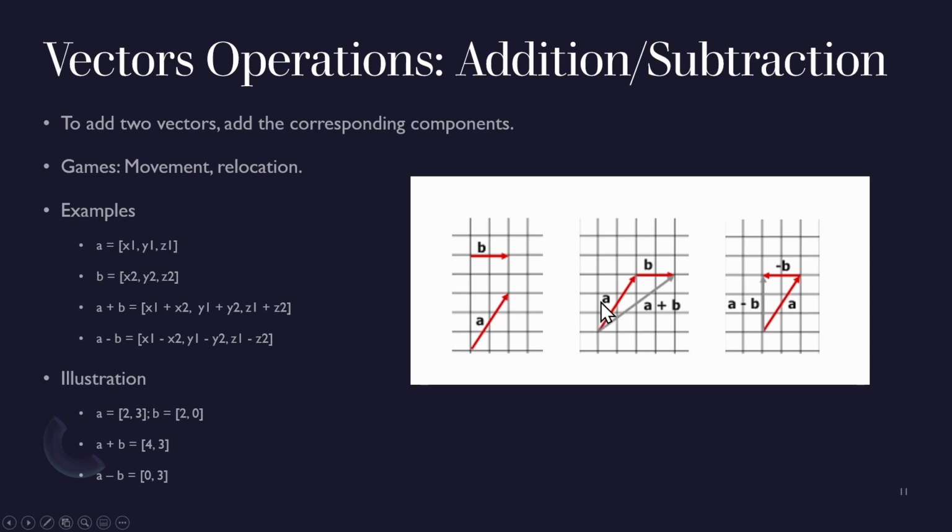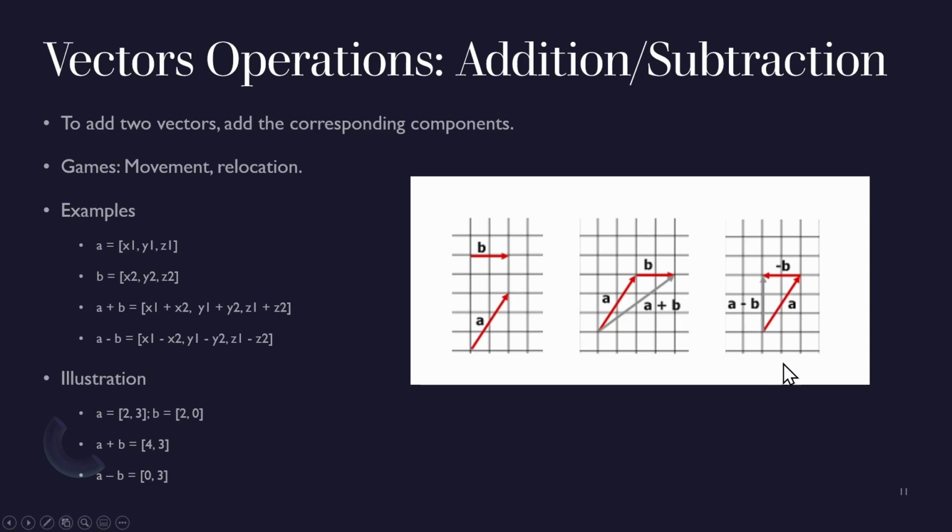So 4 on the x and 3 on the y, as you can see illustrated here. Similarly, looking at the other illustration, if we are subtracting the b vector from a, we get 0, 3, because again, this time we are subtracting 2 from 2, and we're subtracting 0 from 3. So that is how you can add and subtract vectors from each other.